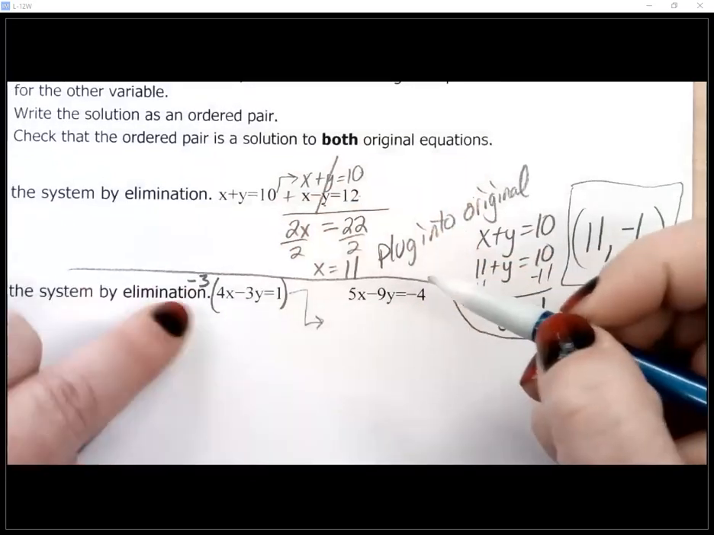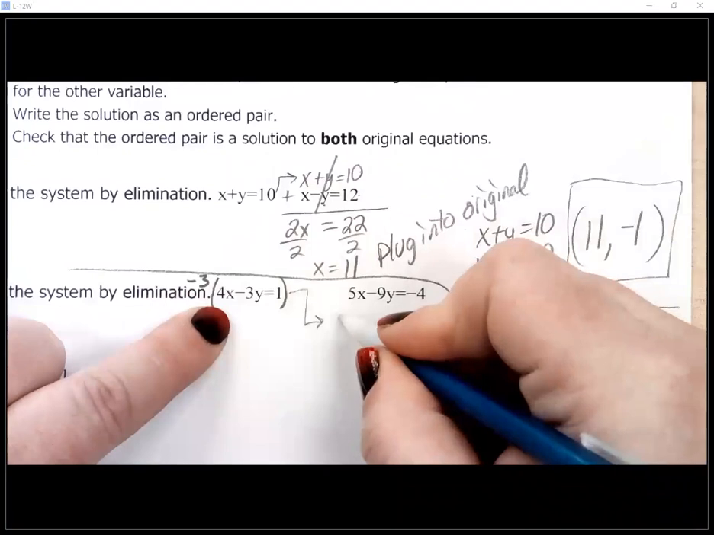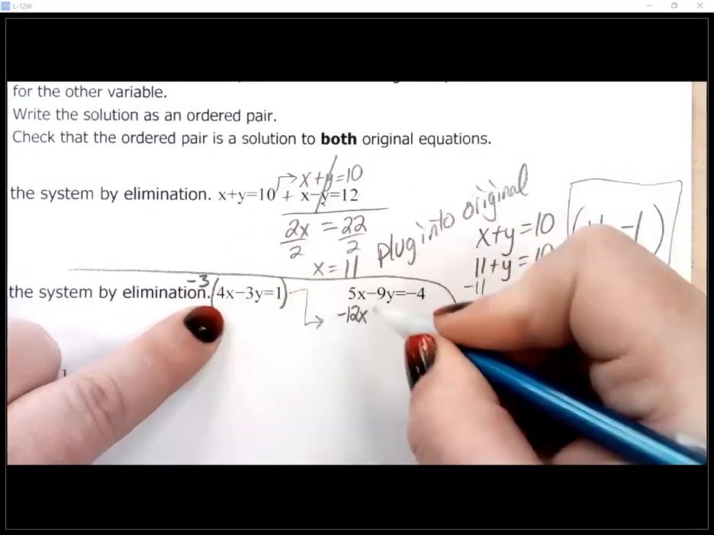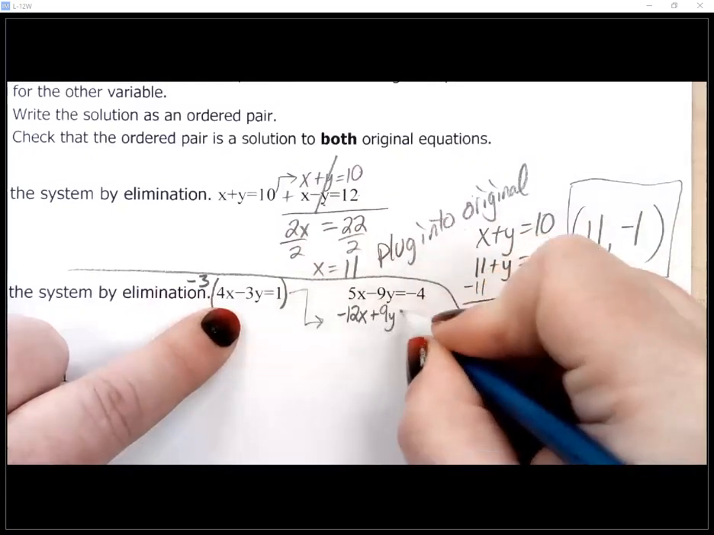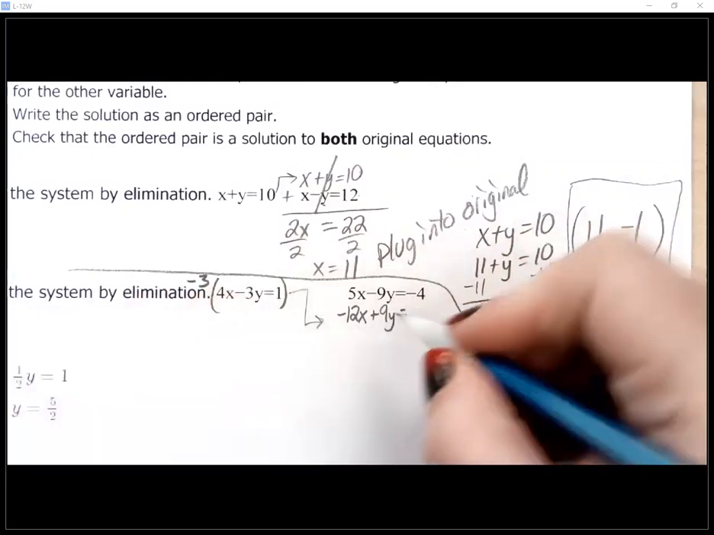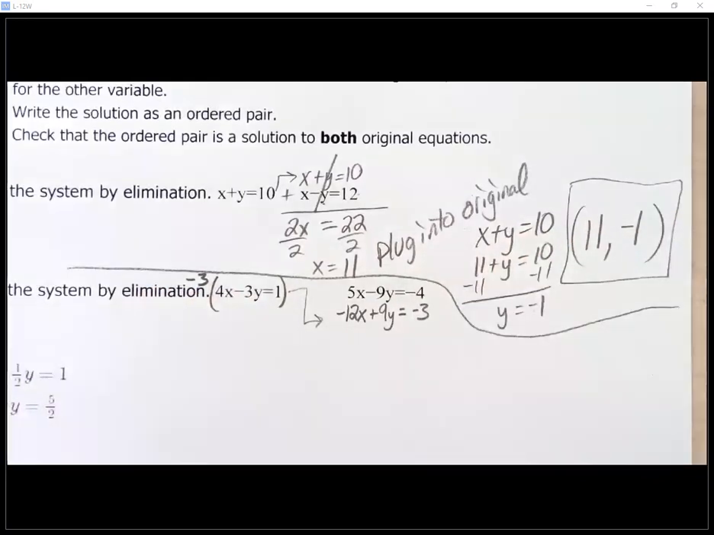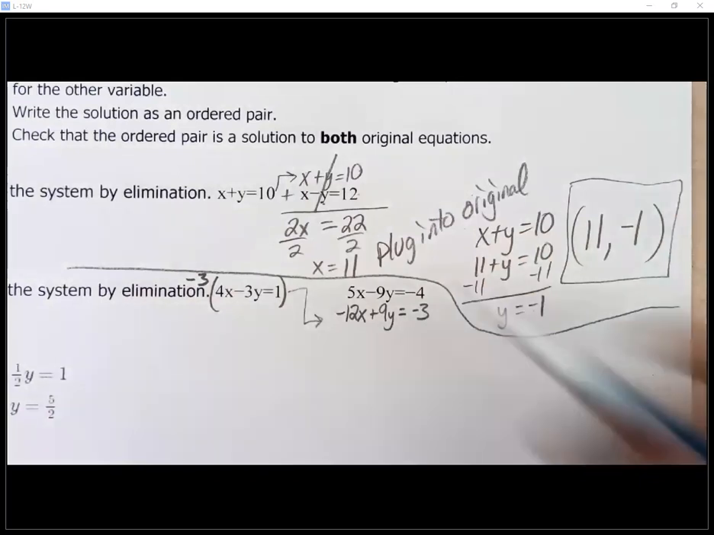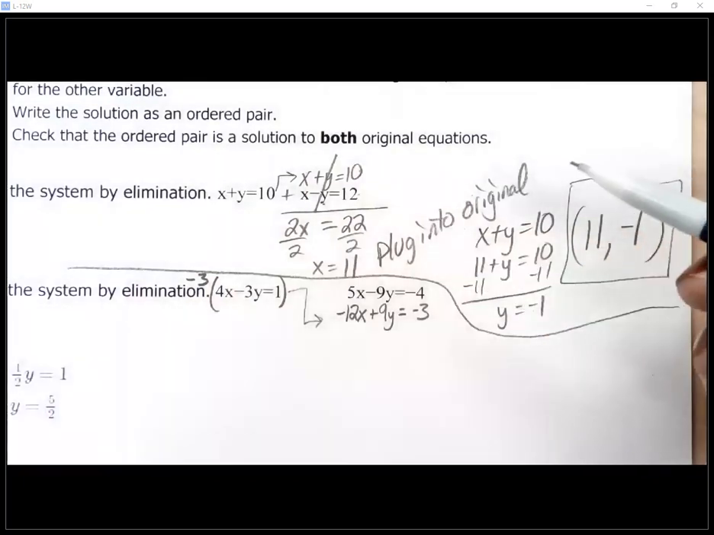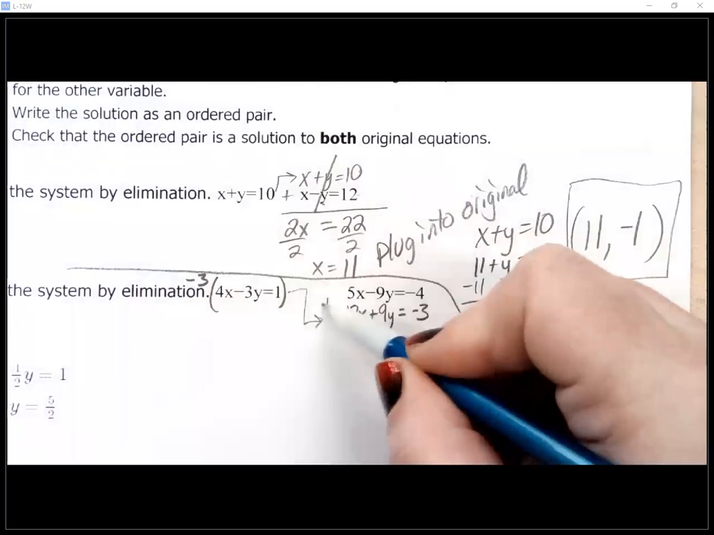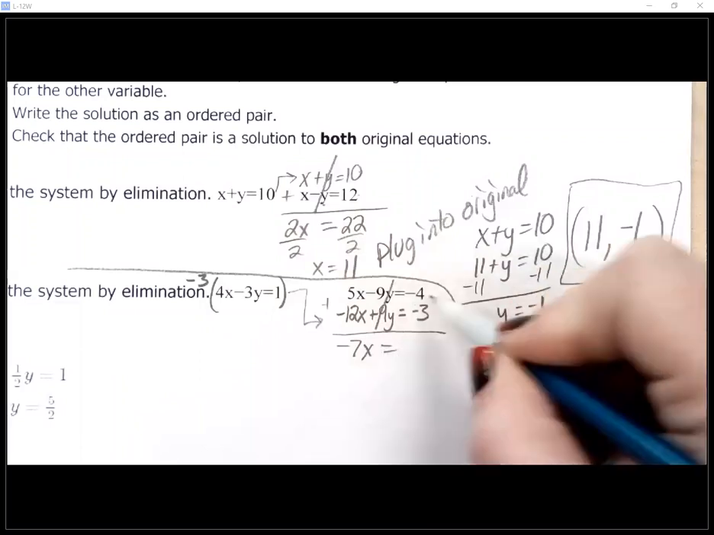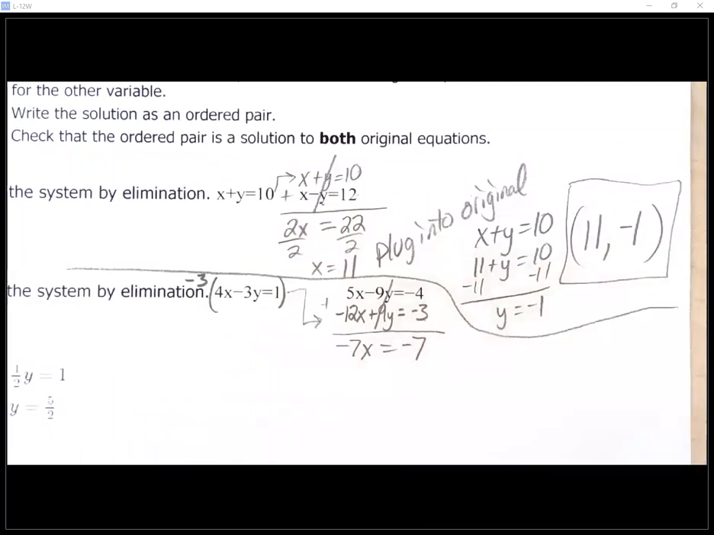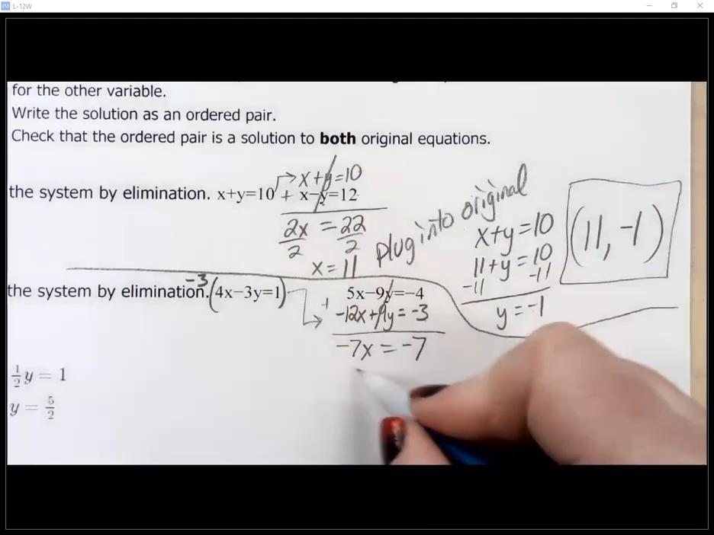So negative 3 times 4x is a negative 12x. Negative 3 times negative 3y gets me that plus 9y that I was looking for. And negative 3 times 1 is a negative 3. Now I'm ready to add my equations together. So if I just add them, I'm going to get a negative 7x. The y's cancel. I get negative 7 over here. So it looks like in this case, x is just going to be a positive 1.